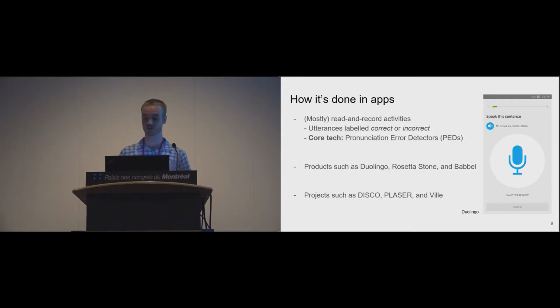The technology responsible for deciding which tokens are right or wrong is the pronunciation error detector, or PED. A lot of effort has been spent improving the accuracy of PEDs, as opposed to finding new tasks or activities that might improve users' pronunciation.